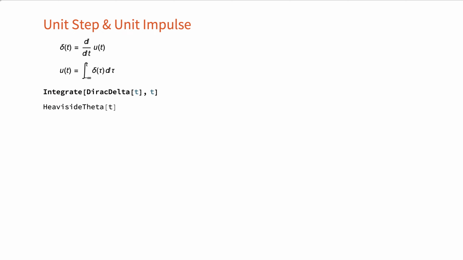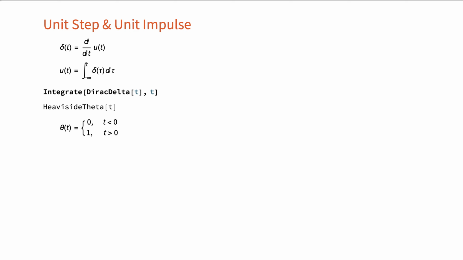Now, Heaviside theta is another way the step function can be defined. It is defined as 0 for negative values of t and 1 for positive values of t. The difference with the unit step that we saw before is that it is not defined at t equal to 0. In the Wolfram language, Heaviside theta is used since it has better algebraic properties with respect to differentiation and integration.